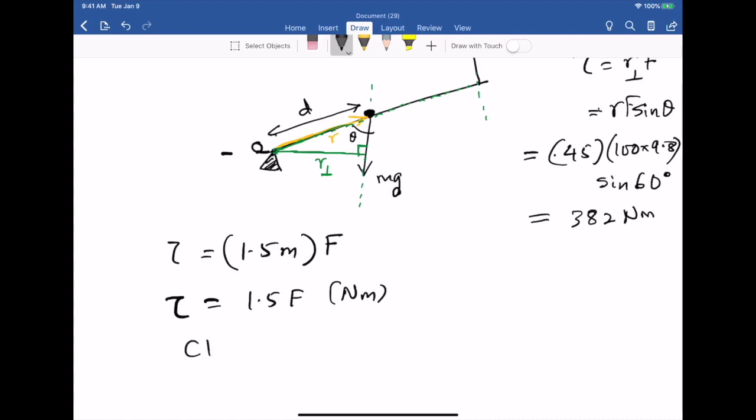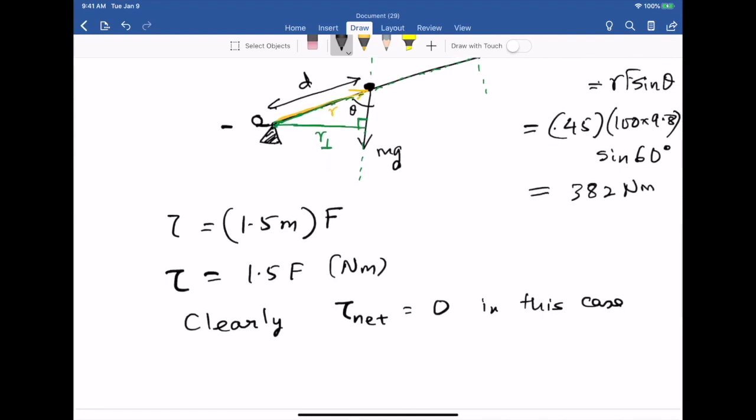So clearly net torque equals 0 in this case because the object is at rest. So let's consider the directions of both of these torques. What is the direction of the torque due to mg? Which way is mg trying to rotate the beam by itself? It's trying to rotate the rod in the clockwise direction. So if mg could have its way, the rod would rotate in the clockwise direction.